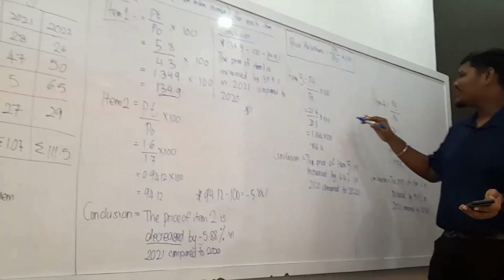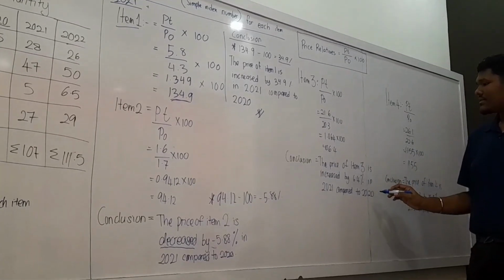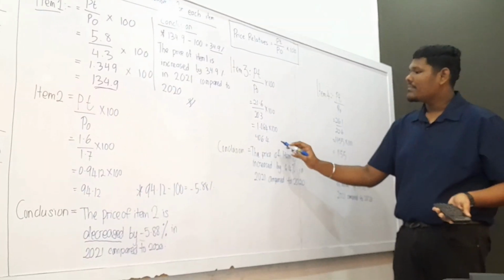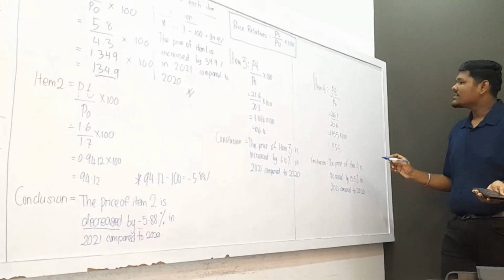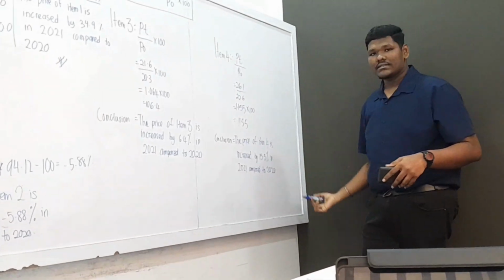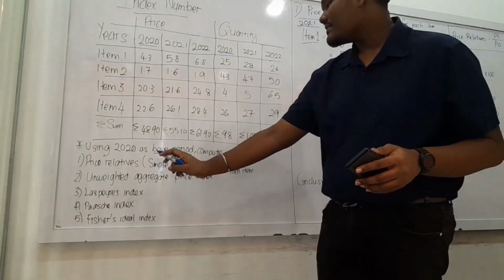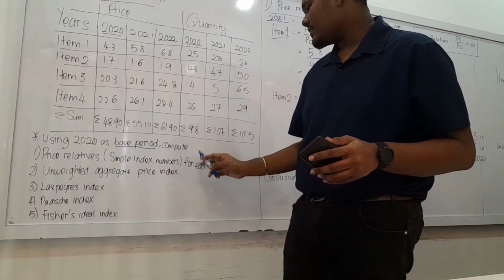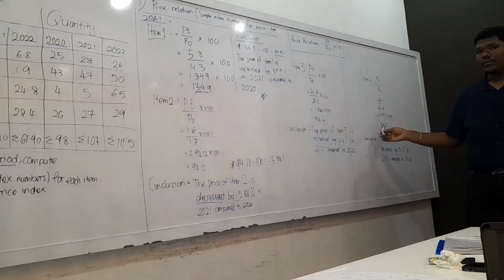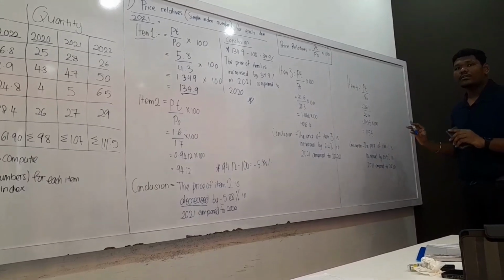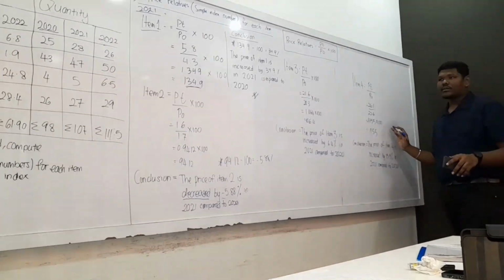Okay? Same goes to item number 3. For item number 3, you can see here the conclusion is increased because it's the same as item number 1, and same goes to item 4. These are the solutions. So for question number 1, it asks for the price relative simple index number for each item, so 1, 2, 3 and 4. This is just for 2021. We didn't even write for 2022. So for year 2021 we have completed.